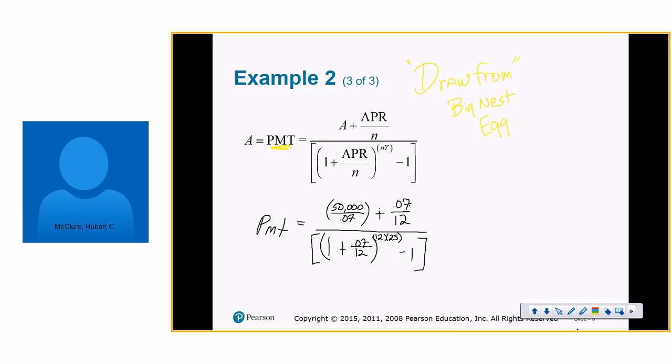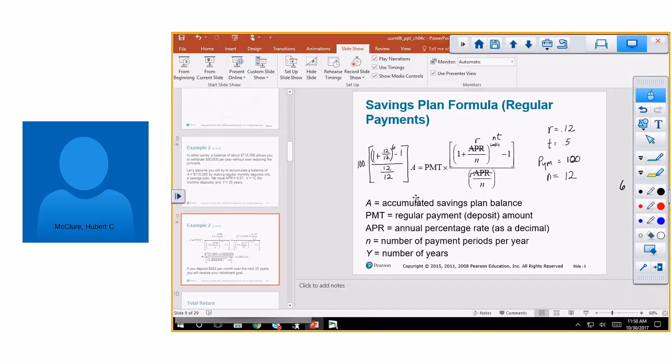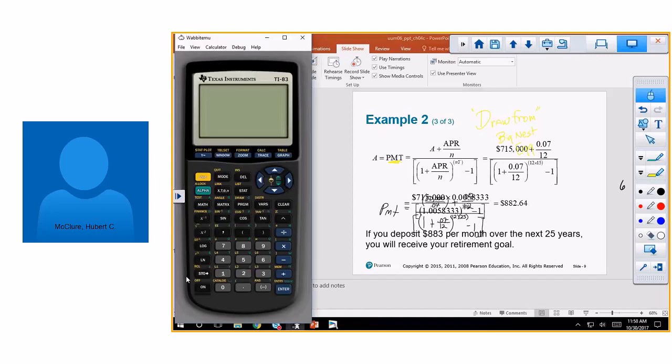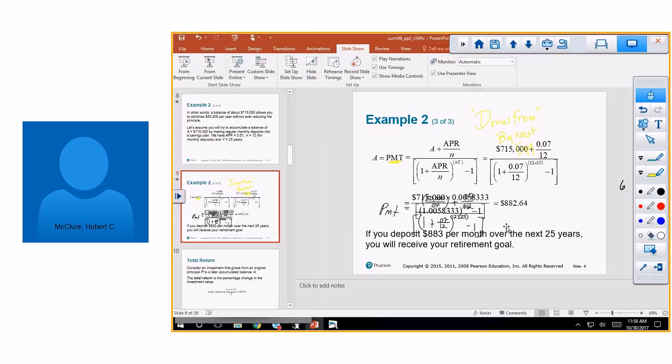So, take our handy dandy calculator out. And again, you have to know how to use your calculator. Oh my Lord, I got this thing all messed up. Okay, I'll just have to try to read it.